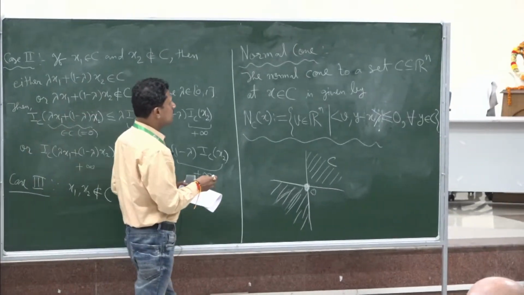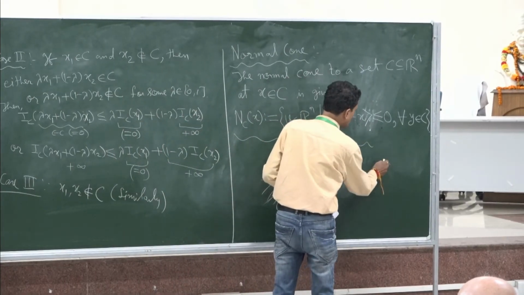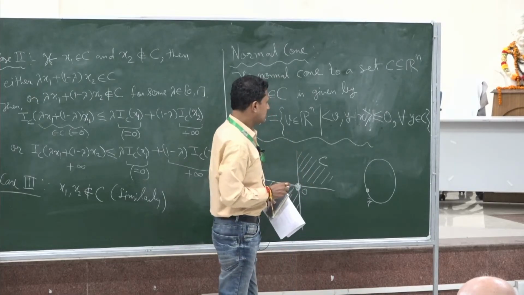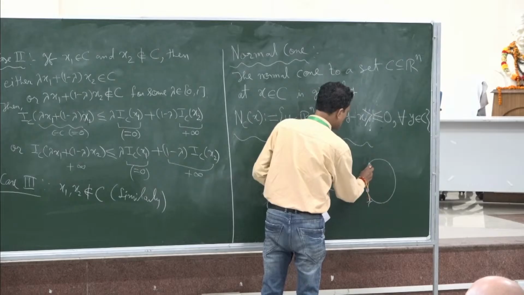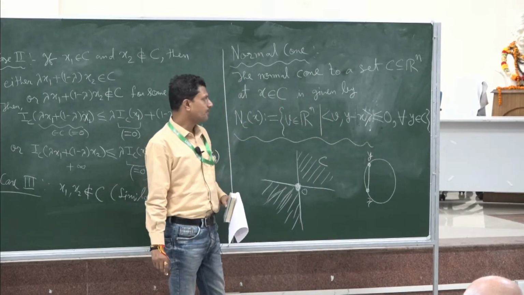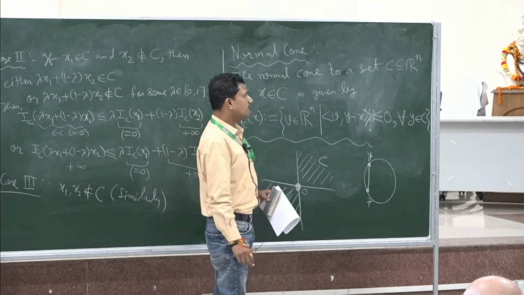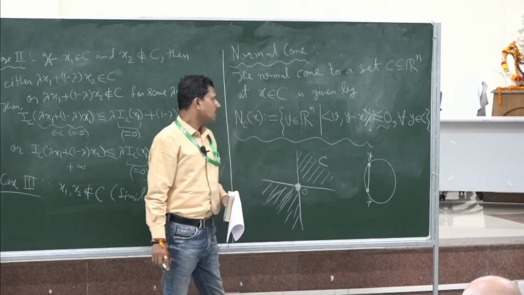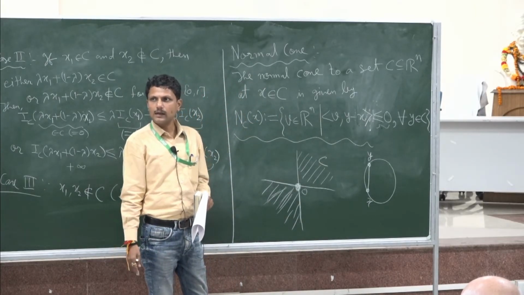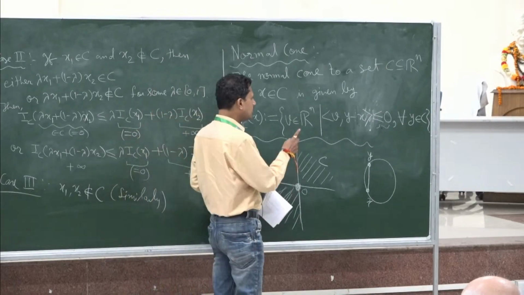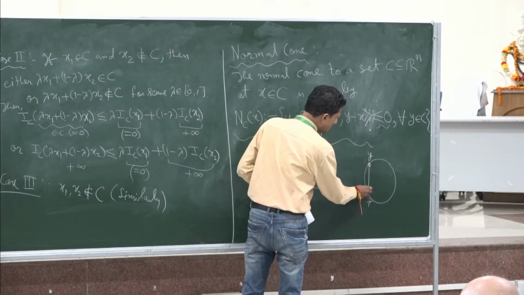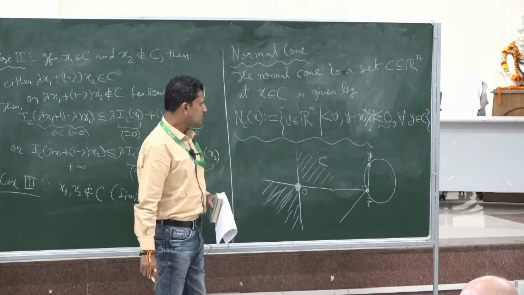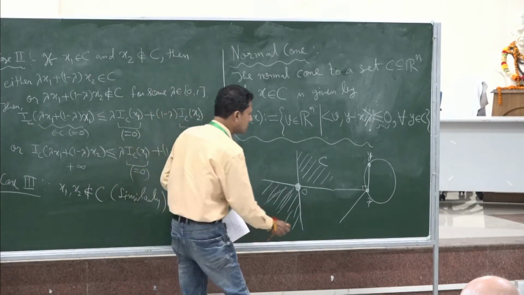So suppose we have a set C, and at this point x we want the normal cone to this set C. Suppose y is any vector in the set. Now we want a vector v which makes an angle more than 90 degrees, an obtuse angle, with it. Suppose this angle is 90 degrees; we want a vector v which makes an angle more than 90 degrees. This is the vector v.